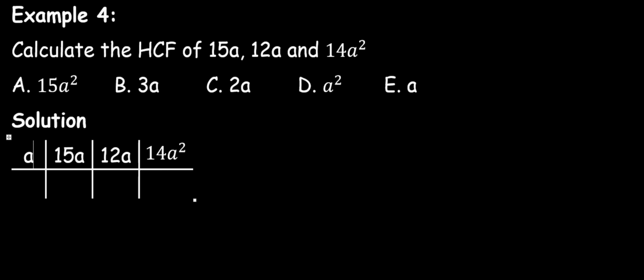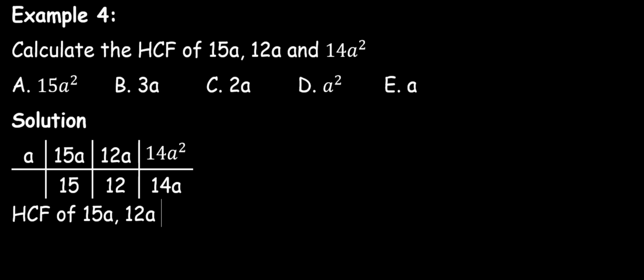a can divide through. So when you take a divide 15a, you will now have 15. a divide 12a, you will now have 12. a divide 14a squared, you will now have 14a. That is the only resolving that we can do. No further number or letter can divide through. So we can conclusively say the HCF of 15a, 12a, and 14a squared is equals to a.